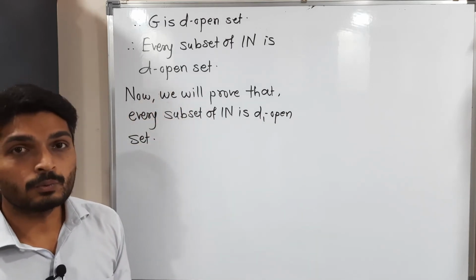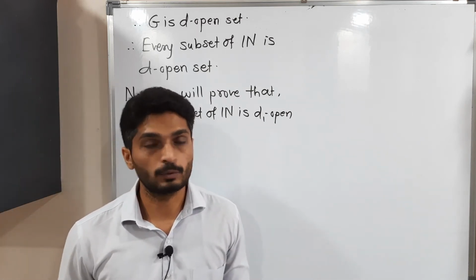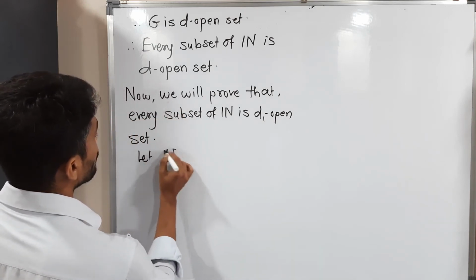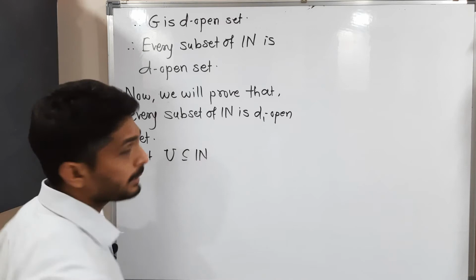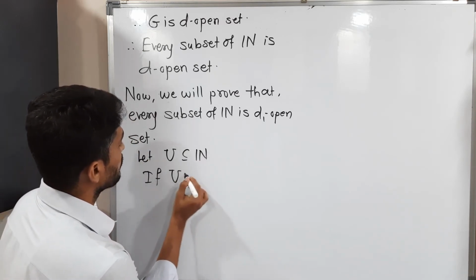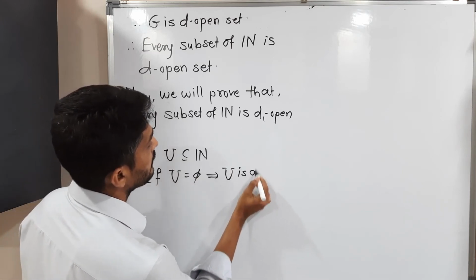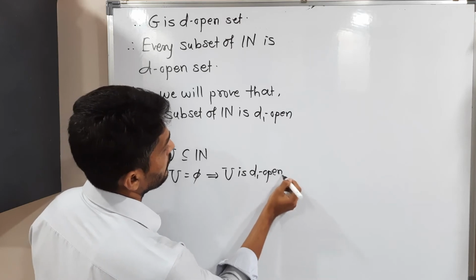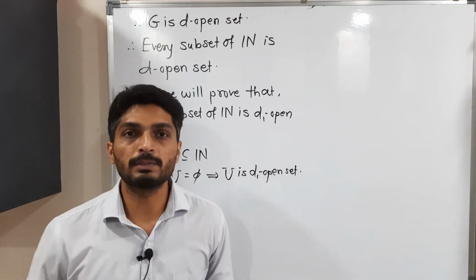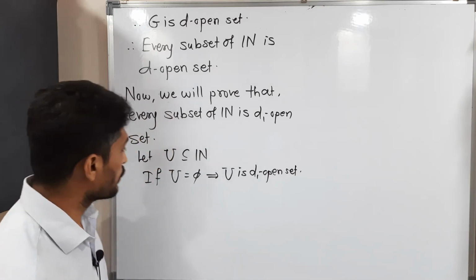Now we are going to prove that every subset of N is a D1 open set also. Let us prove that. Let U be a subset of N, any arbitrary subset of N. If U is equal to phi, the empty set, then U is a D1 open set, since we know that in any metric, phi is always an open set. Let us go for the second case.